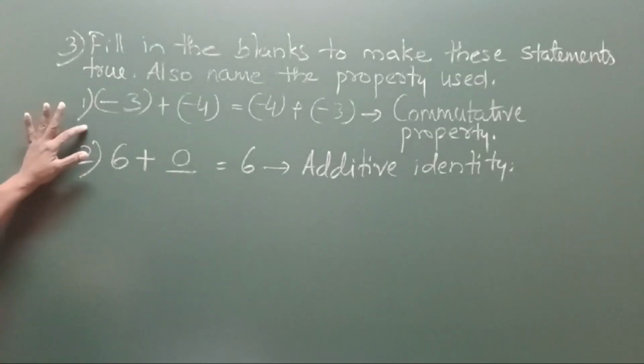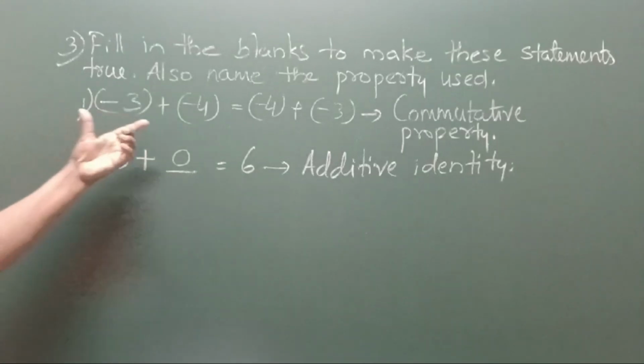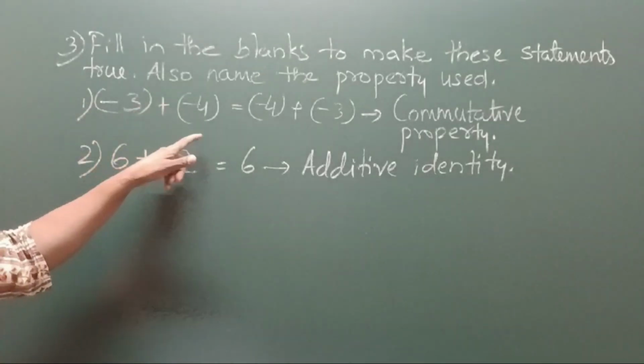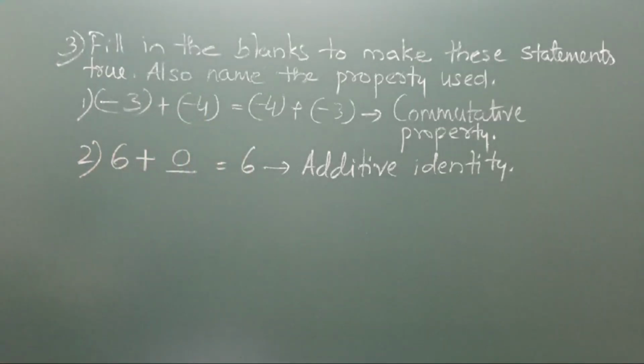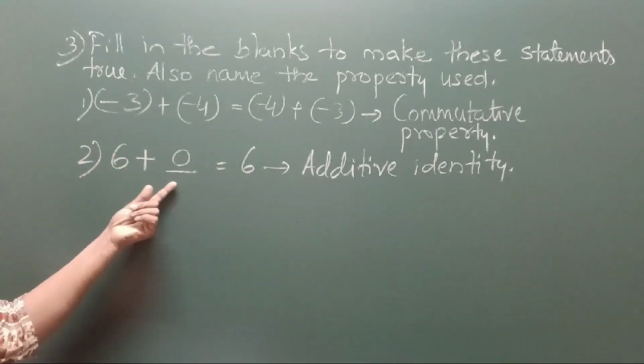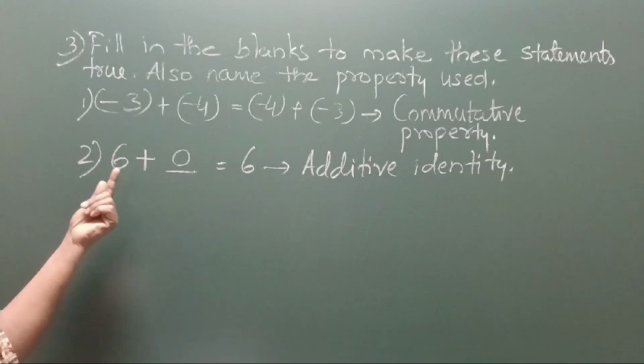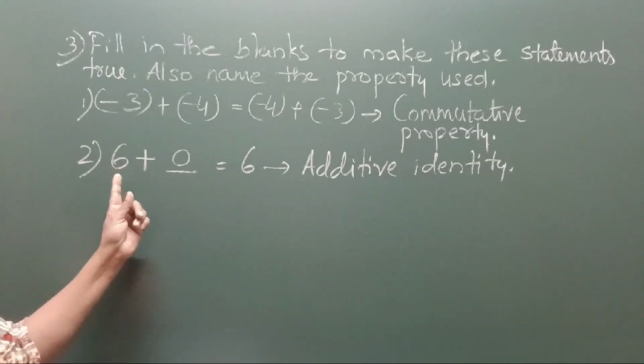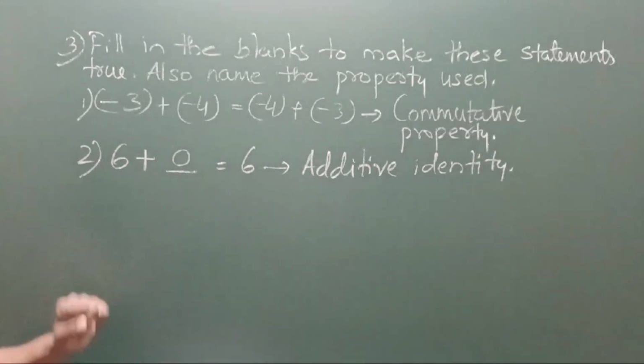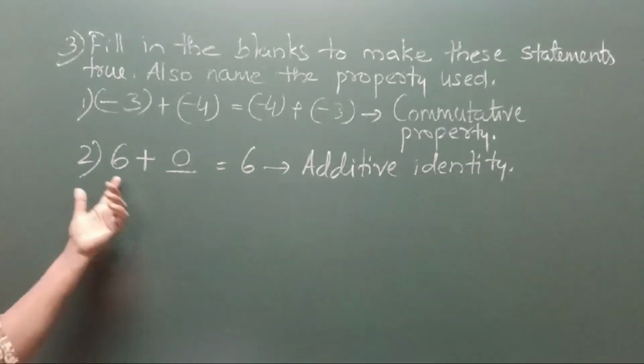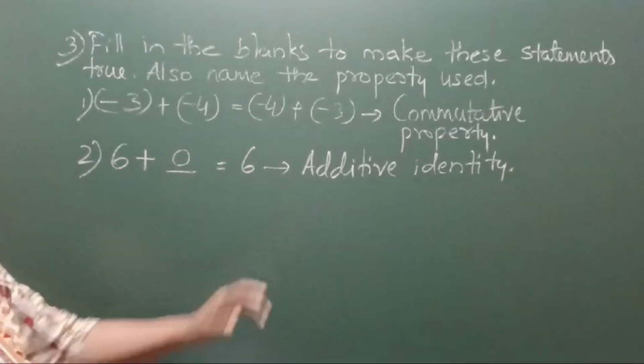The first one is commutative property. In any order we can add the integers. That is commutative property. Then when you add 0 to any integer, the answer will be the integer itself. That is additive identity.